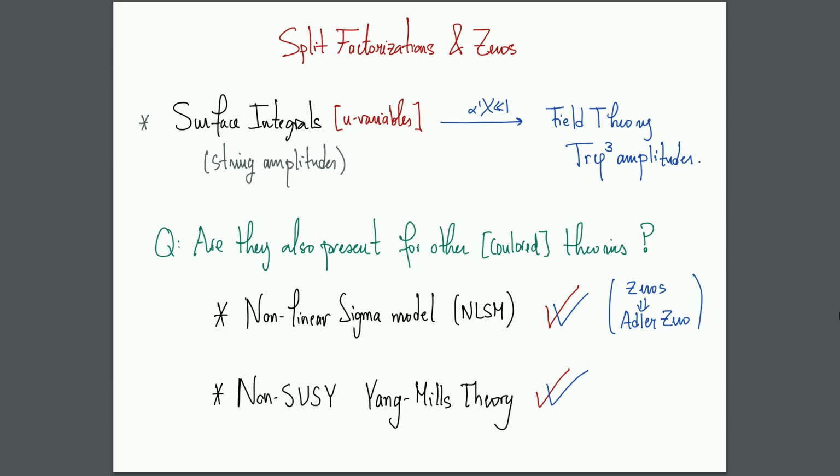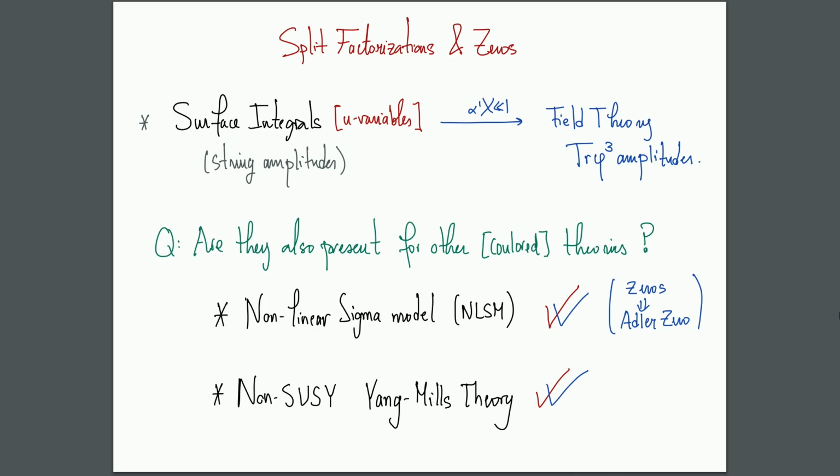Okay, so far, these properties I've explained for these surface integrals. They naturally port to trace phi cubed amplitudes in the low energy limit. But a natural question one can ask is, are they also there for other theories that we care about? It turns out that both these zeros and these splits away from poles are also there for the nonlinear sigma model, as well as for non-supersymmetric pure Yang-Mills theory. This should be surprising, and I'll explain this in a second.